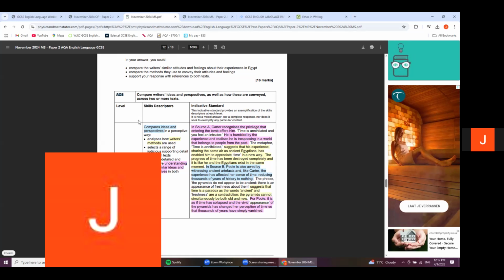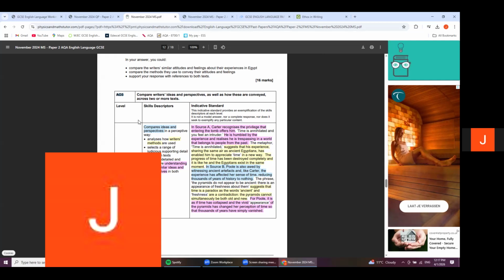The metaphor "time is annihilated" suggests that his experience sharing the same air as the ancient Egyptians has enabled him to appreciate time in a new way. The progress of time has been destroyed completely, and it is like he and the Egyptians exist in the same moment. So it's quite profound analysis, I think. That's really perceptive and really thinking about the detail and the nuances in relation to the quotes.